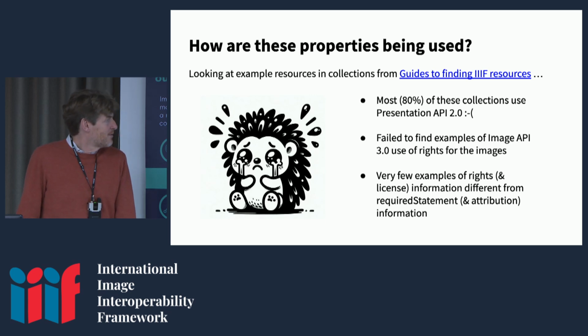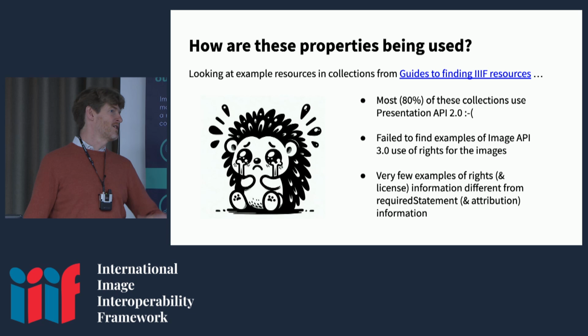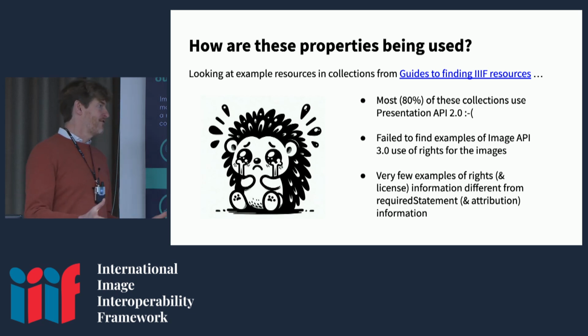I didn't find examples of Image API use of the rights property, and I found very few examples, in fact only Yale, where it was clear that the rights property at the top level of the manifest was intended to apply to this manifest JSON. The content of this manifest is open for reuse, versus the rights statement, which is to be displayed to the user and applies to all of the things the manifest is talking about. So I think we have a little bit of work there to clarify.